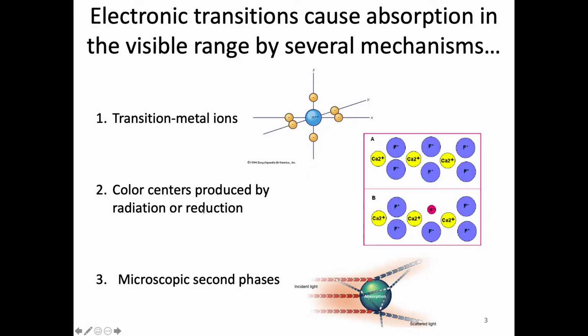Also, something that we've talked about before, a trapped electron, which is a defect, can be referred to as a color center because it produces radiation or reduction, which results in visible light. And the third one, which we've also talked about but in other applications, is secondary phases. So we mentioned that the particles can scatter light, and we can use that to characterize the size of the light. So secondary phases at a particular size scale, similar to the wavelength of visible light, can produce visible light. Here you kind of see that the incident light has a wavelength of red light, and then it's scattered and it becomes blue light through this scattering absorption phenomenon. And so this is another way that we can have this happen.